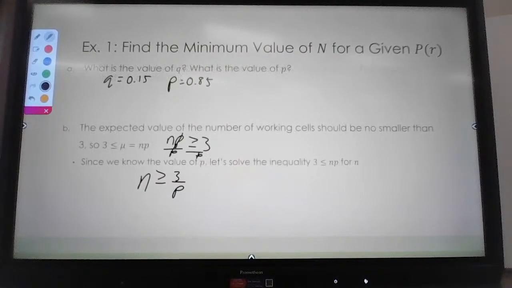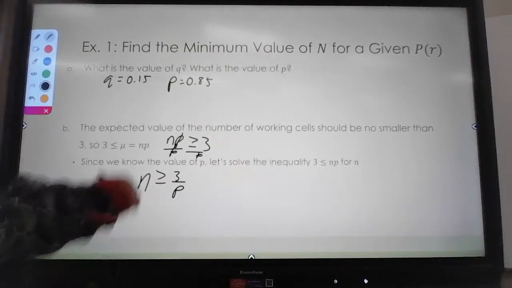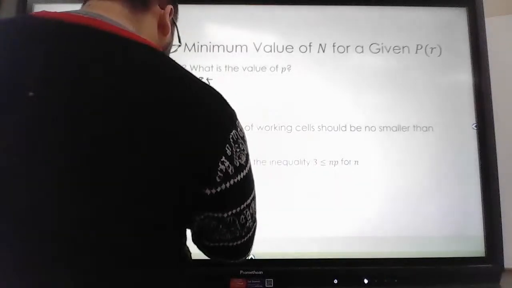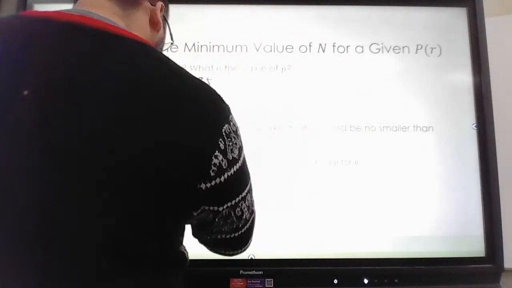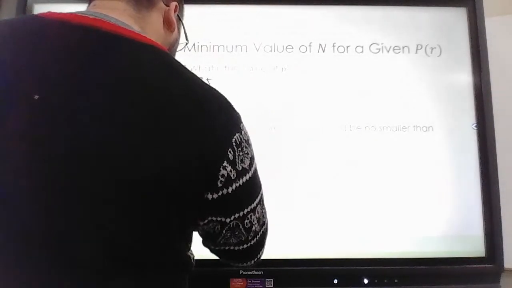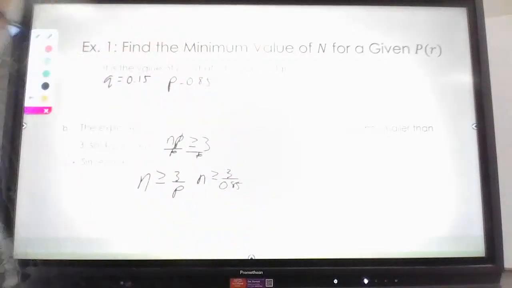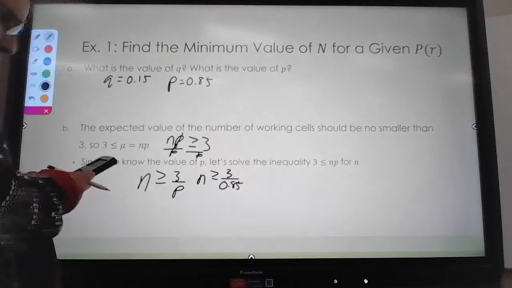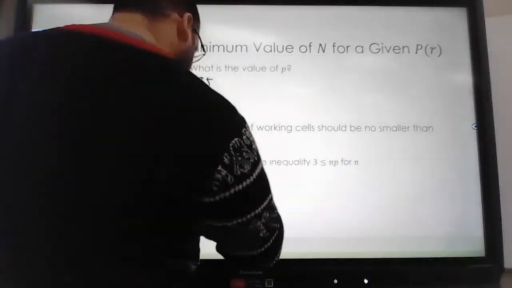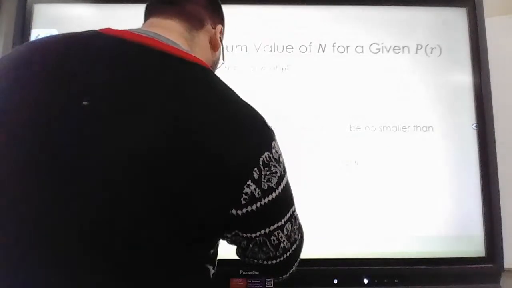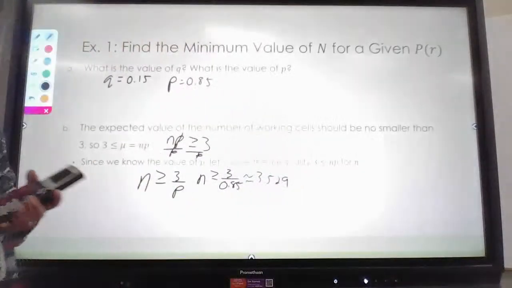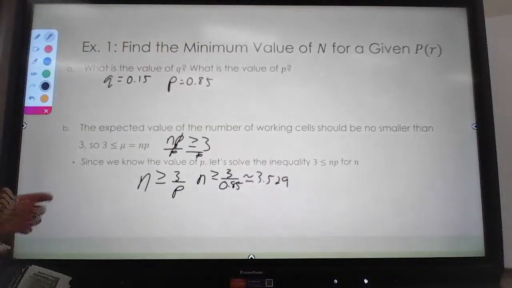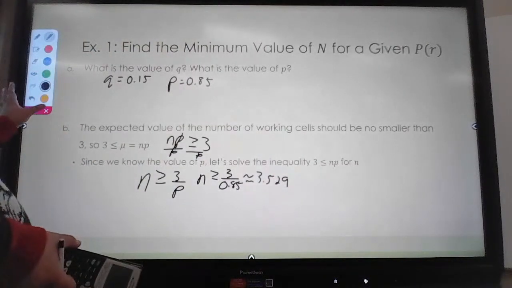Let's actually calculate that. What's our p? 0.85. So that's n greater than or equal to 3 over 0.85. 3 divided by 0.85, I get roughly 3.529 as the minimum value of n.